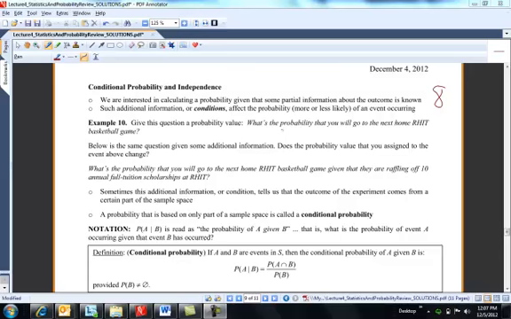Hi, almost done. Two more. Conditional probability on this page, then independence on the next page and next video.